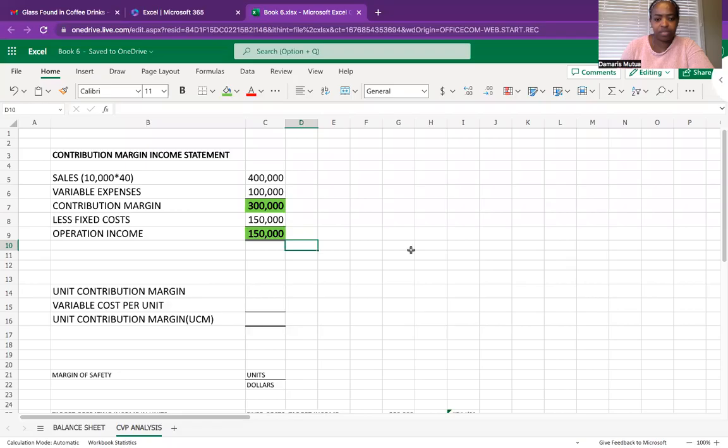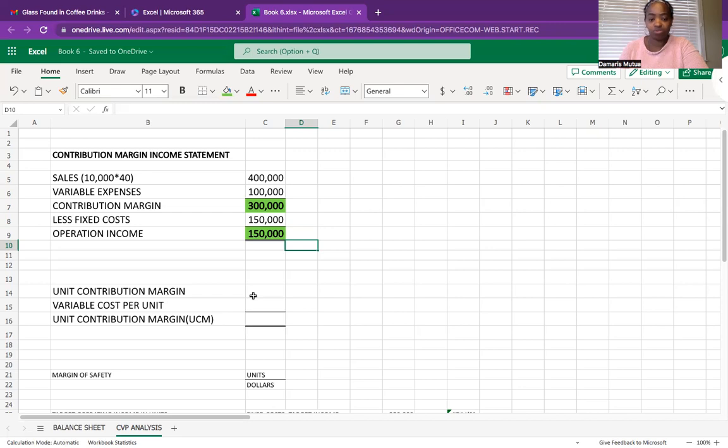So we're going to be looking at an example where we have our sales figure, our variable cost, and our contribution margin. And our contribution margin is our sales minus our variable expenses. That is what gives us our contribution margin. We have our fixed costs, then our operating income. So for us to calculate our break-even point, we need our contribution margin per unit, which we call the UCM.